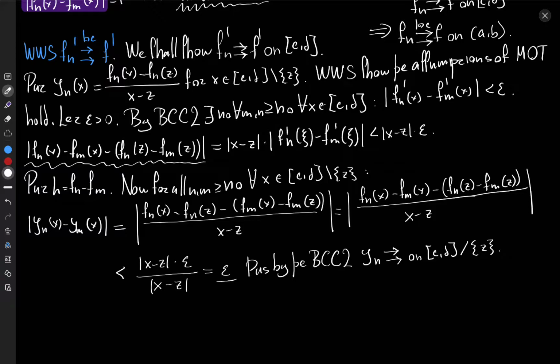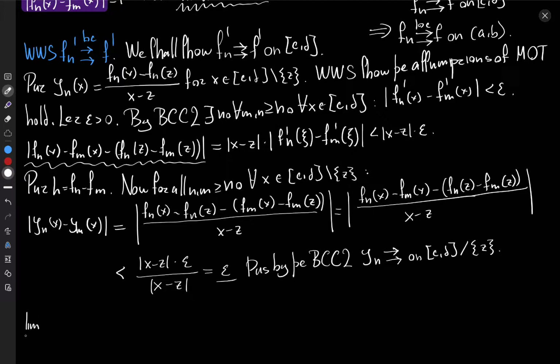Alright, but we're not finished quite yet, because we still need to verify the limit as x approaches the endpoint of the interval. In both cases, we are working with two subintervals, but in either case the endpoint is still z. And we need to show that this limit exists and that it is real. So let's do that.